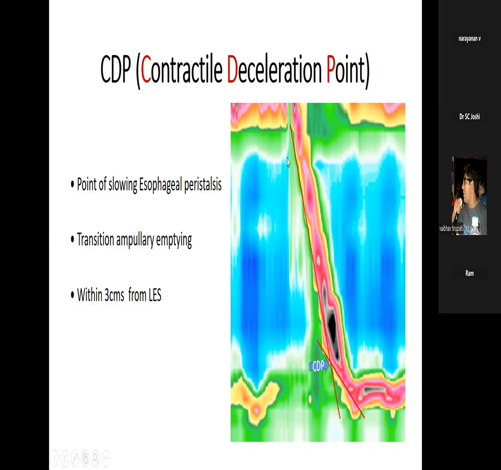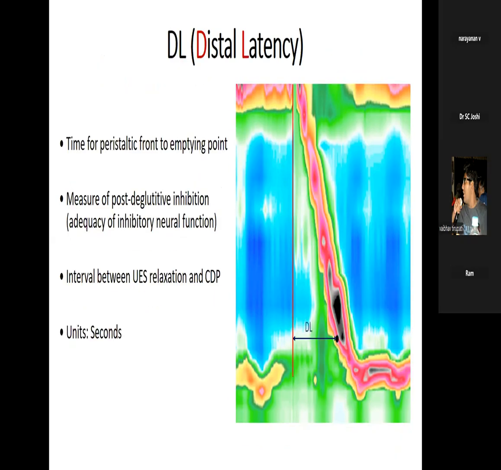So how to go about it? You draw a line along the wave, and then you draw an imaginary line from the lower esophageal sphincter which cuts across. And that point is the CDP, or contractile deceleration point. What is the importance of this? This per se is not a metric. This is not important, but its position is important to determine the distal latency.